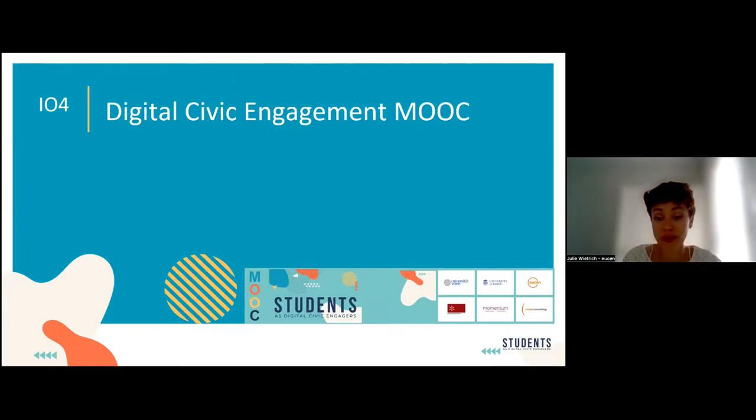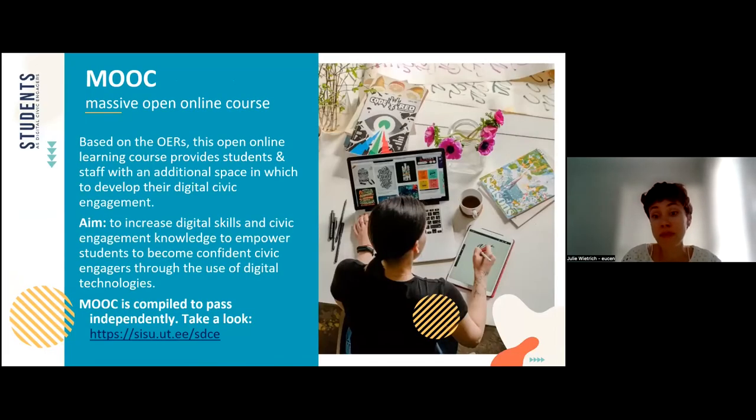And the last tool developed as part of the project is a MOOC. It's based on the same content as the open education resources. So it also includes 6 modules with the same titles. And it provides students and staff with an additional space in which to develop their digital civic engagement. The objective of the MOOC is to increase digital skills and civic engagement knowledge to empower students to become confident civic engagers through the use of digital technologies. The MOOC is compiled to pass independently. So anyone who is interested, whether students or educators, can take the MOOC directly on the website.